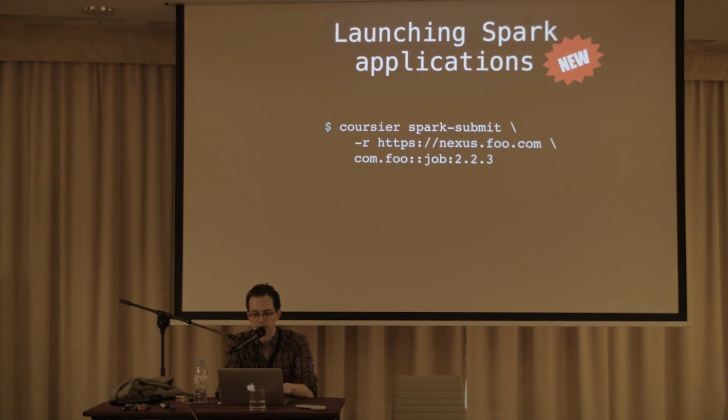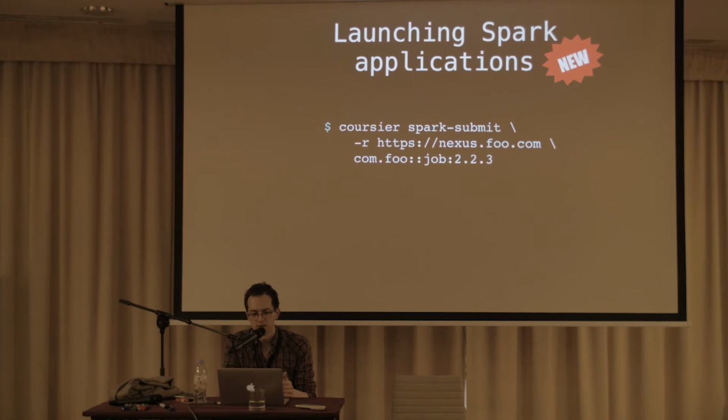So, for example, here we have a job whose Maven coordinates are com.foo something. What happens here is this is a Spark application. So when its main method creates a Spark session and then does Spark calculations, we would like to launch that as a Spark application. And so the coursier Spark Submit allows to do that.